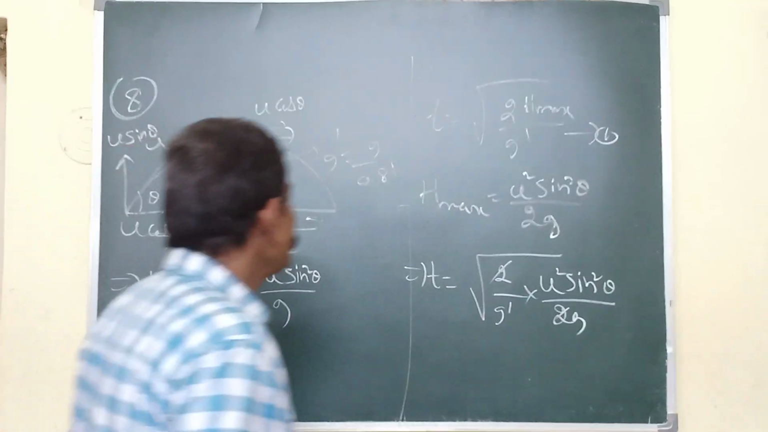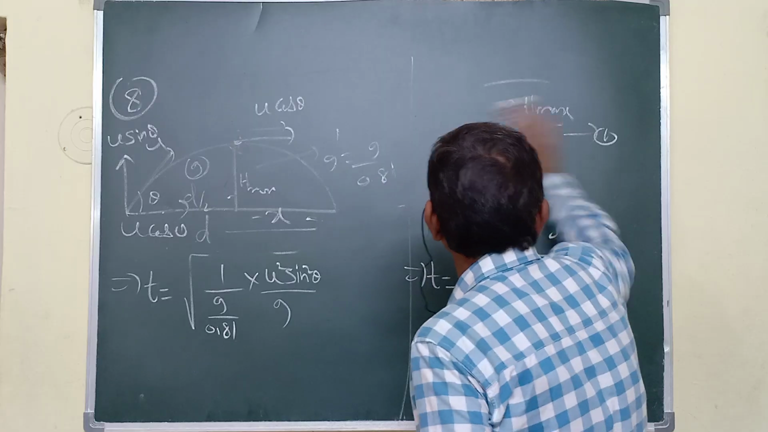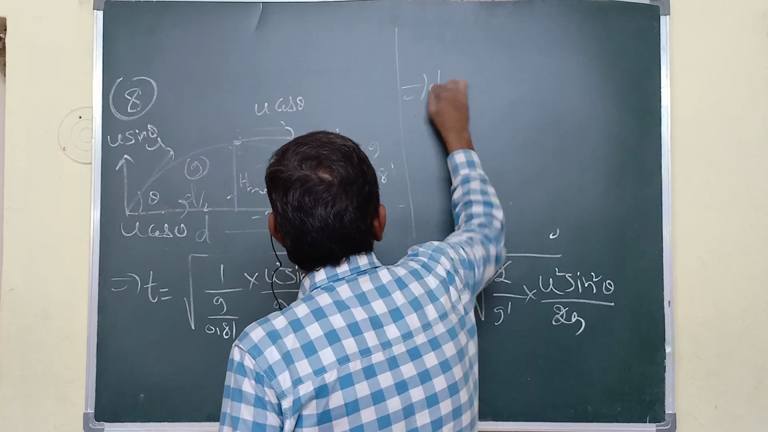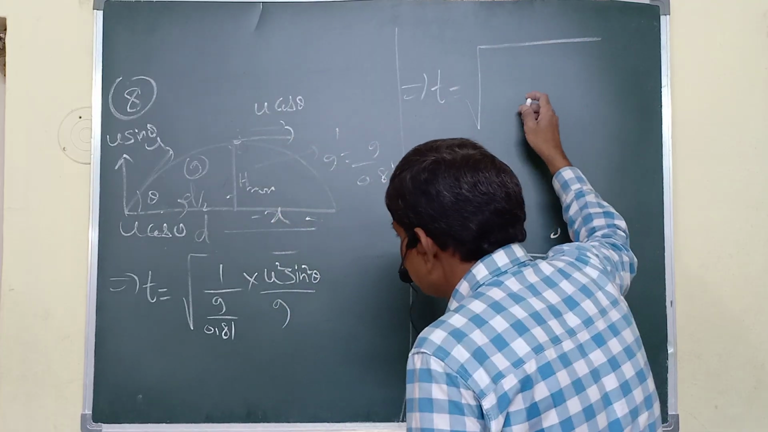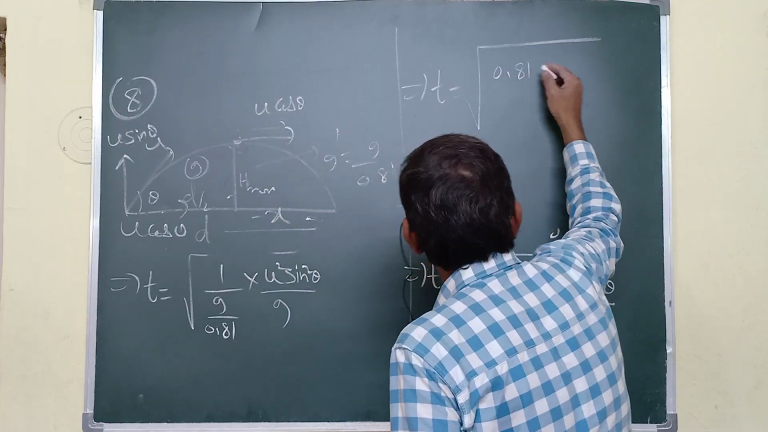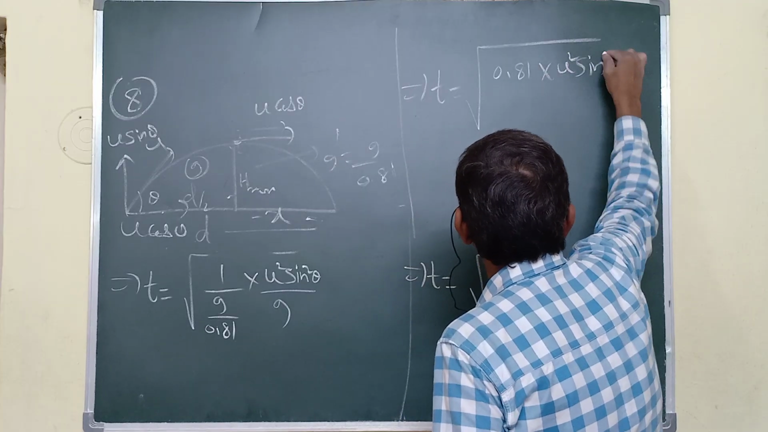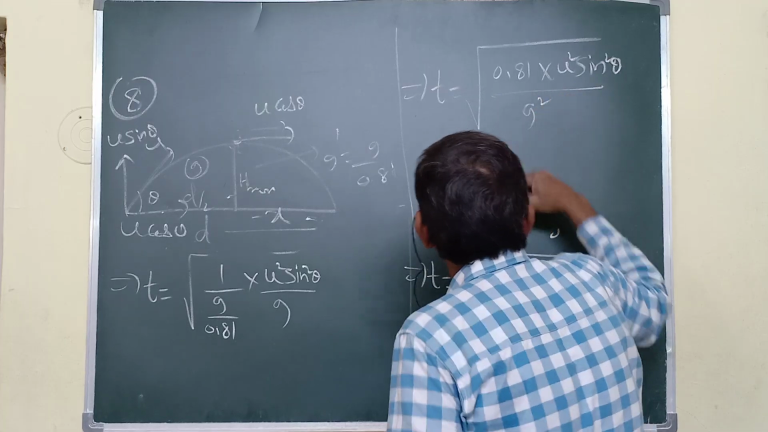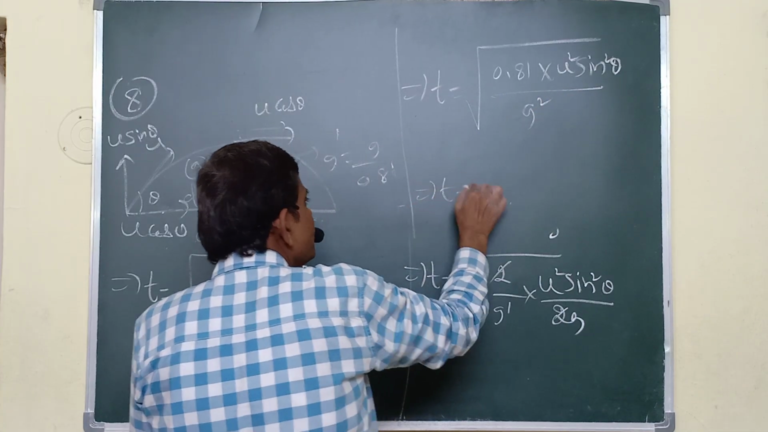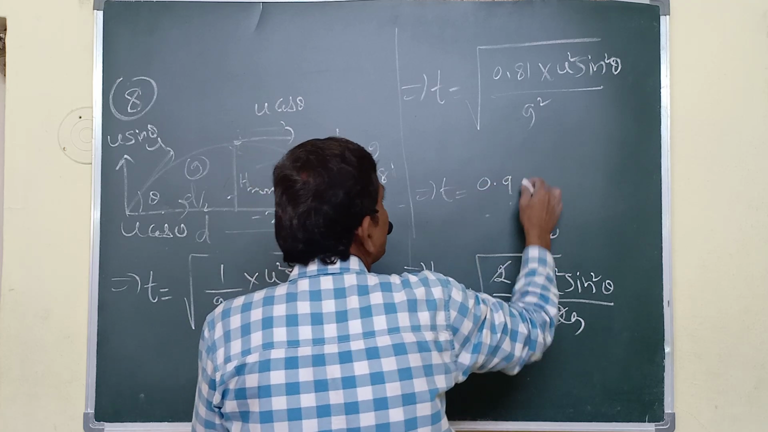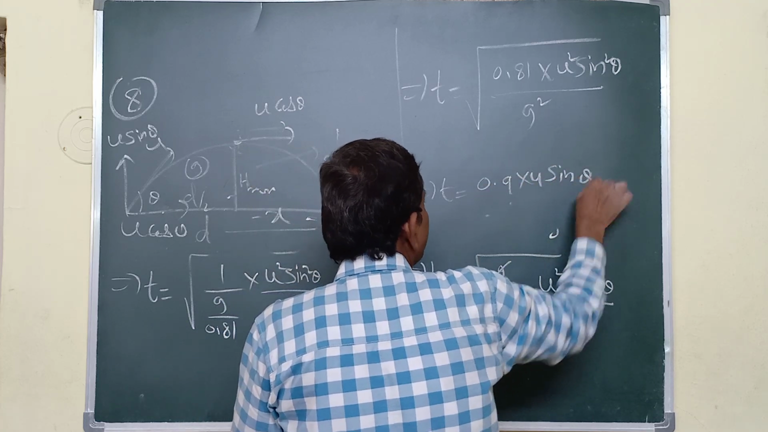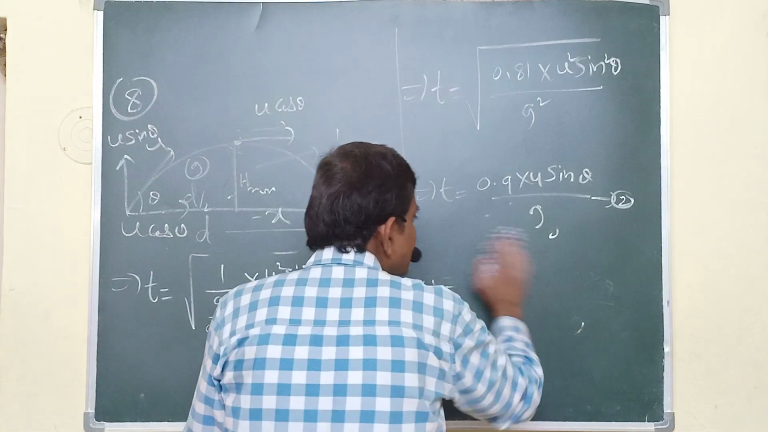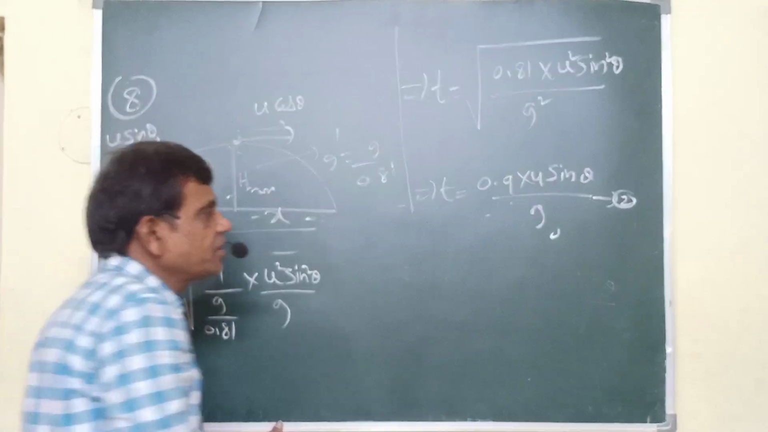Now what about t? This implies t equals square root of 0.81 into u square sin square theta by g into g square. So now what happens finally? 0.81 means 0.9, writing u again, sin theta again, by g. This is my second equation. That's the time. So from maximum height to reach the ground, that much time it is taking.